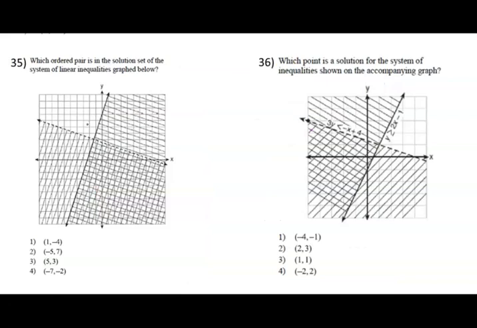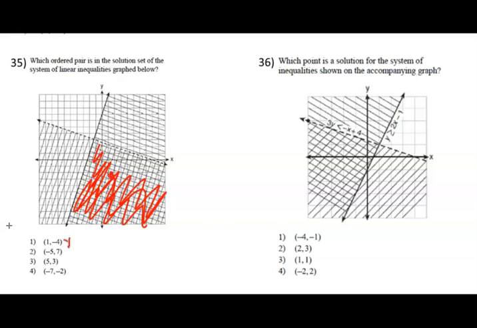For the rest of these on the next page, you're choosing either 1, 2, 3, or 4. So instead of A, B, C, D, it's 1, 2, 3, 4 for these. It says, which ordered pair is in the solution set of the system of linear inequalities graphed below? It's talking about this part that's cross-hatched, this stuff. So, 1, negative 4.